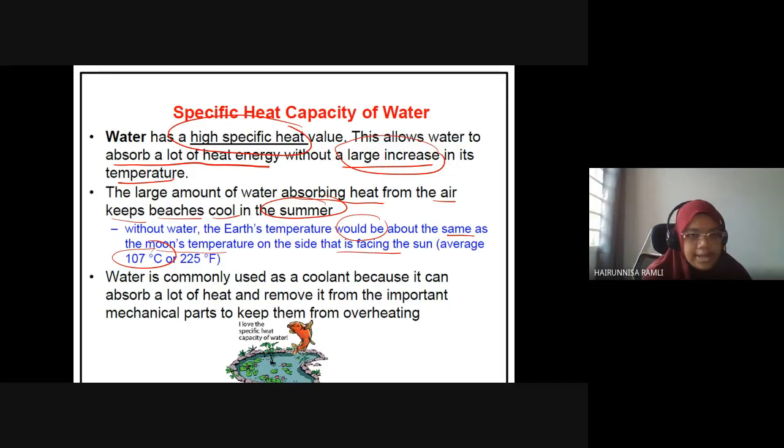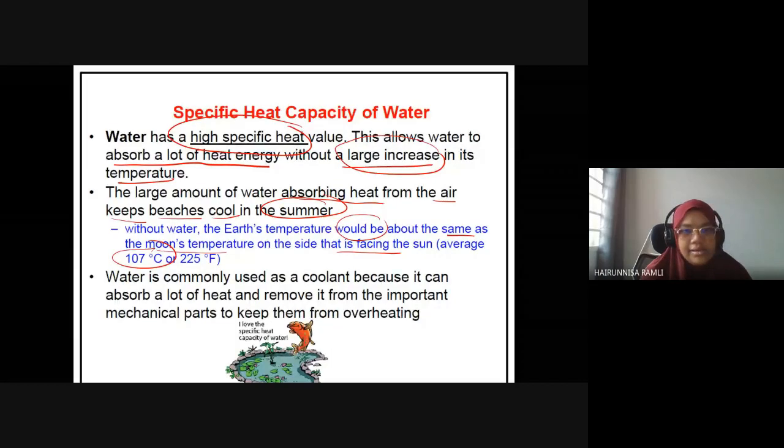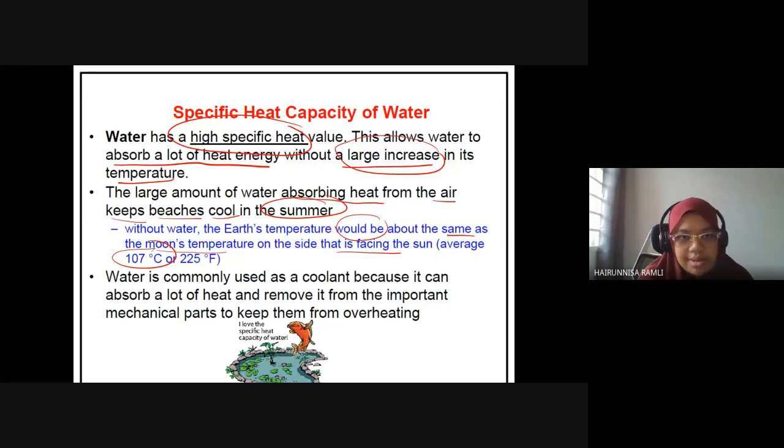Sekarang kan dia ada rumah je kan. So you can share with your friends or maybe with your siblings. So why actually is this happening? At least akan tunjuklah sikit, science is very interesting sebenarnya. Kan? Saya cakap je kan.